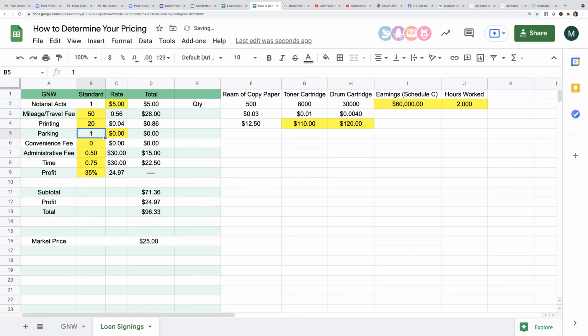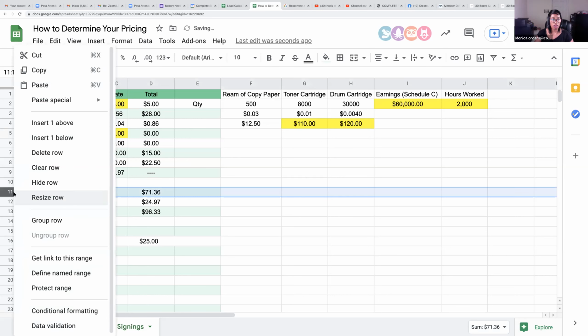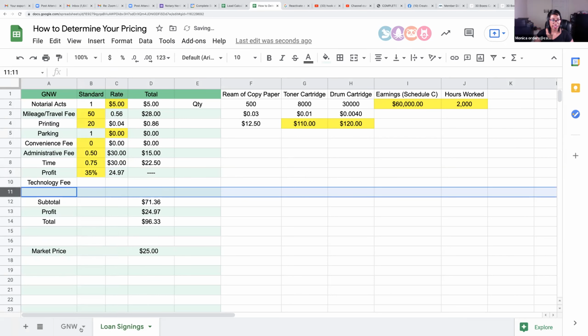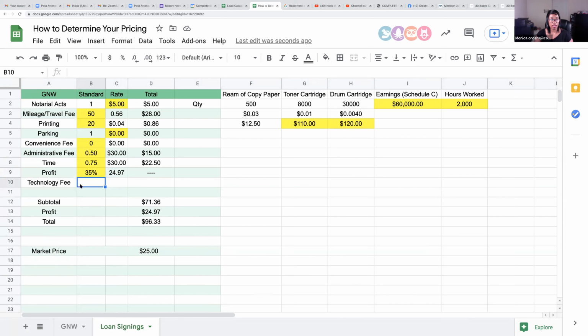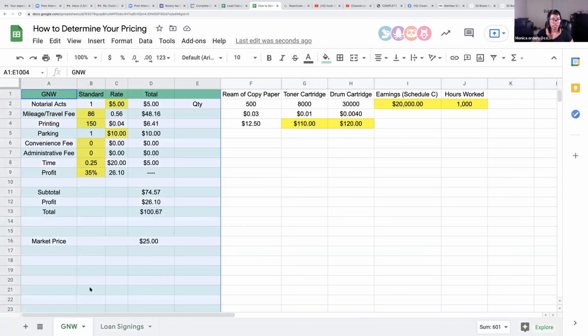Good points. So your loan signings and then your technology fee. We almost forgot about that. For those of you who are doing RON, your technology fee is going to, I think we didn't do it over here either. I must have deleted it on both. Your technology fee.